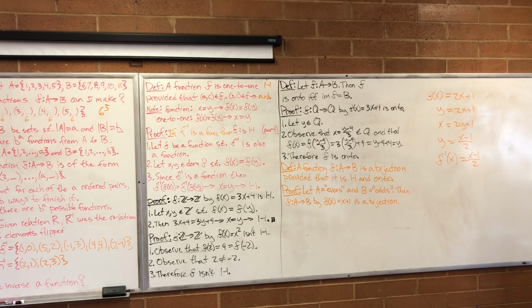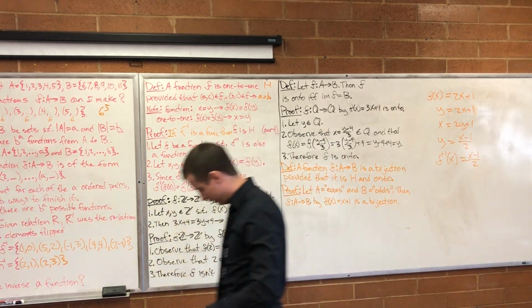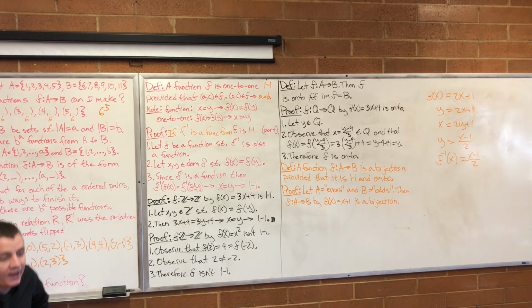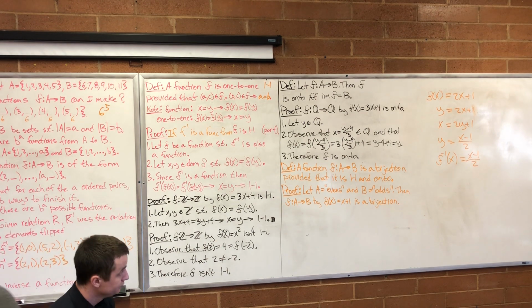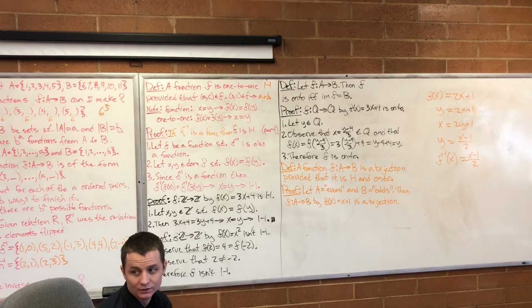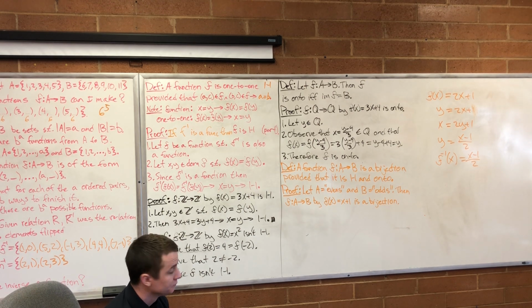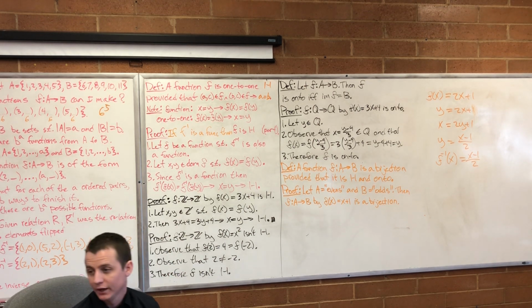Next definition is a bijection. What's a bijection? A bijection is a function that is both one-to-one and onto. Make sense? So both properties: bi, two, bijection. I have a question. Go ahead.